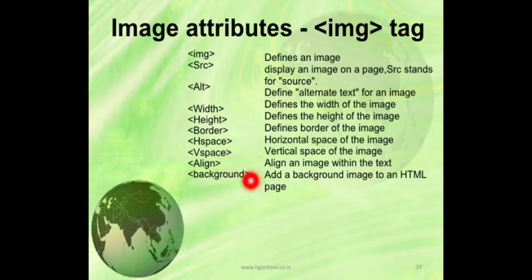Got it? There are 5 types of alignments: left, right, top, middle, bottom. Now background adds a background image to the HTML page, that we have discussed in the body tag. Background is the attribute of the body tag that we have discussed in the beginning of the previous video.